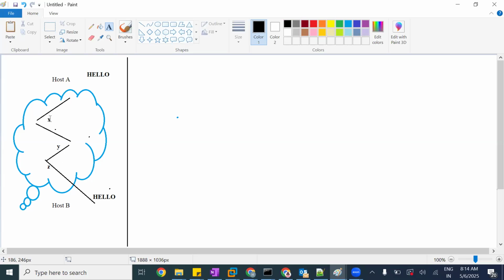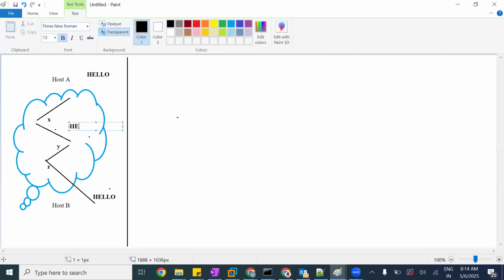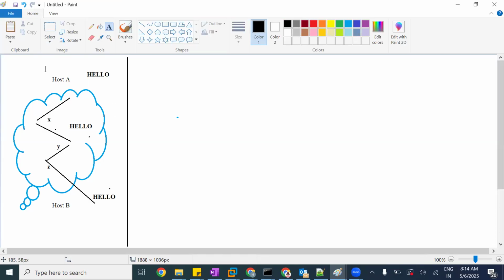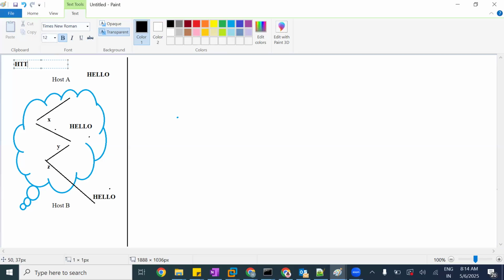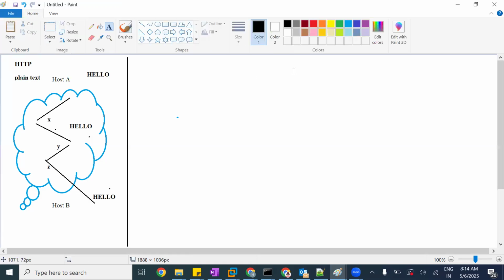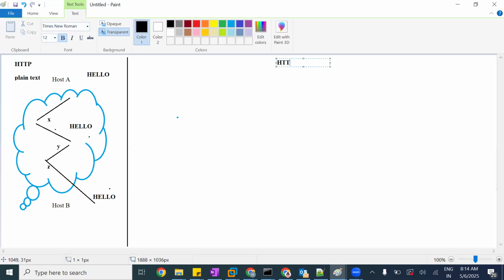Now, for all these devices, X, Y, Z, in case they read our data, it will be in plain text. Hello. Anyone can understand plain text communication. So HTTP is always plain text communication. Now let's talk about HTTPS.